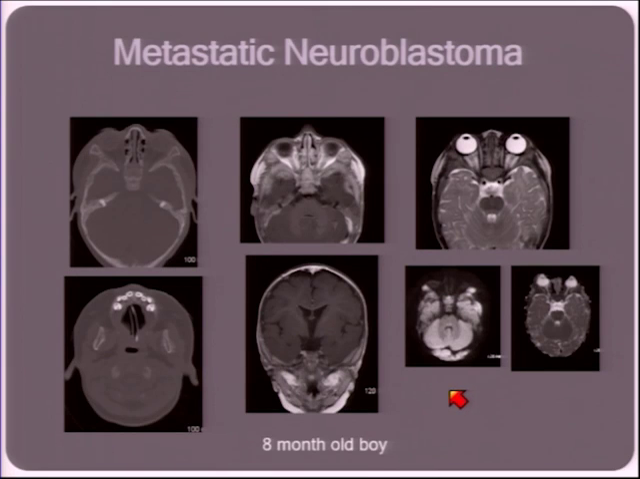More often what we see in neuroblastoma in the head and neck is metastatic disease, and I wanted to show this case because the findings are so symmetric and so diffuse that they almost lose their conspicuity depending on what imaging study you look at.